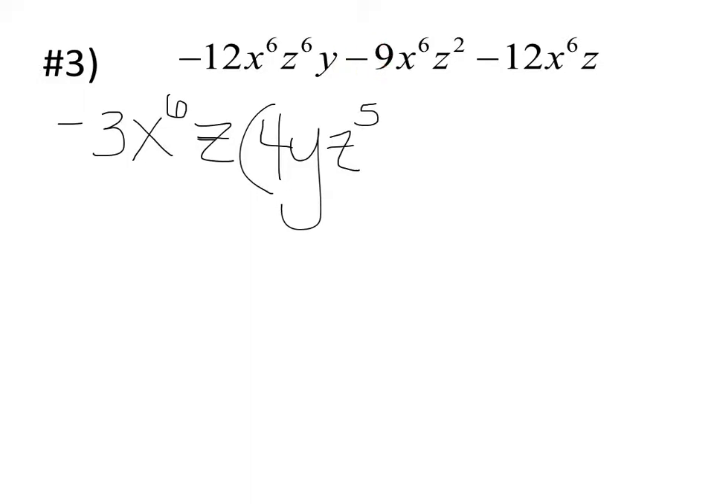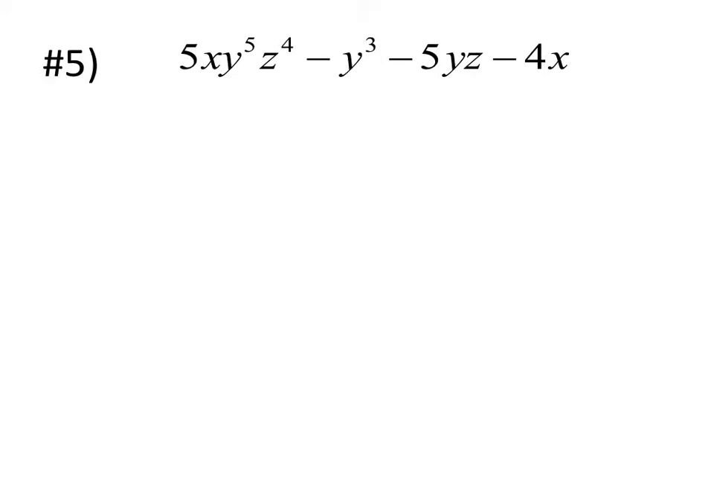Okay, negative 9 divided by negative 3 is positive 3. We took all of the x's, and we took 1 of the z's, so we have 1 z left. And then negative 12 divided by negative 3 is positive 4. We took all of the x's and the z, so that's all we have to put there. So that's your final answer. Okay?